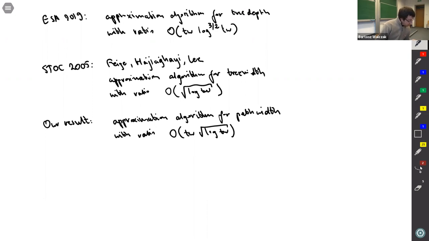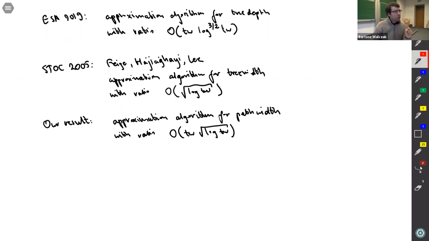Yes, apologies, I just wanted to clarify how this approximation ratio works. Is it that if you have a general graph of some treewidth, this is your approximation ratio, or are you given a tree decomposition, and then based on that tree decomposition the approximation ratio is as given?